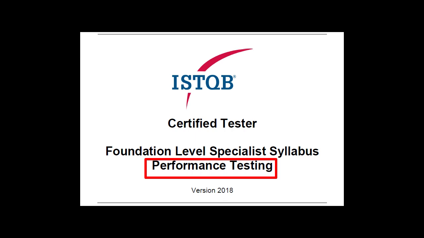Chapter 5 Tools. 5.1 Tool Support. Performance testing tools include the following types of tool to support performance testing.